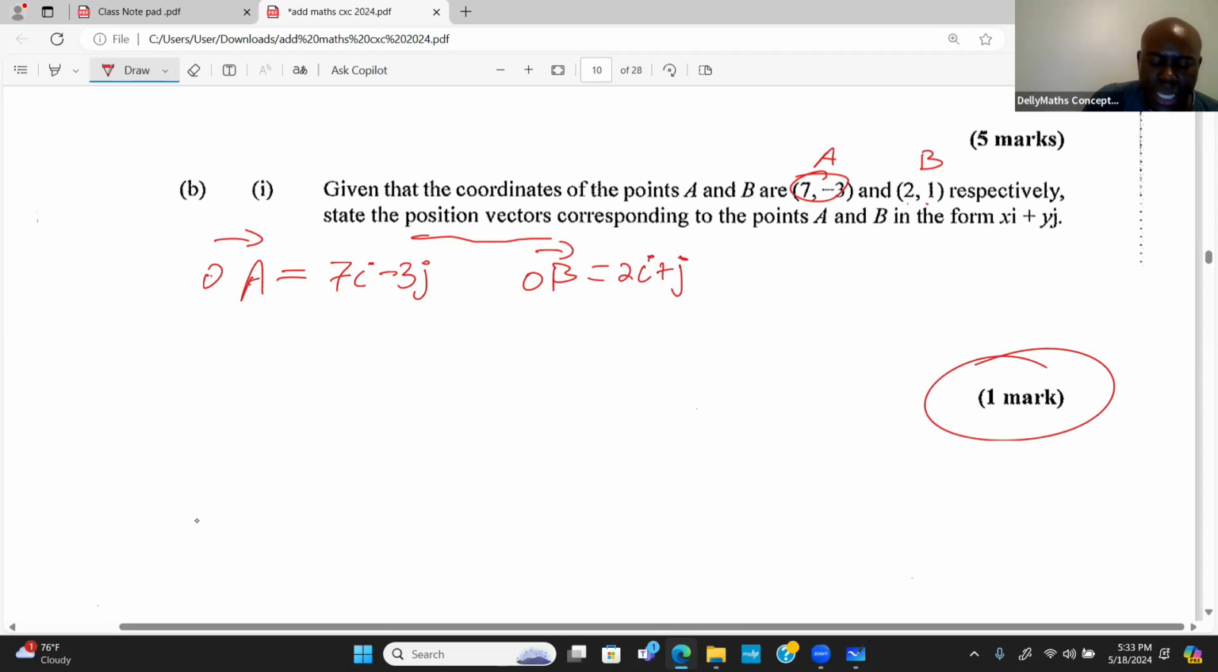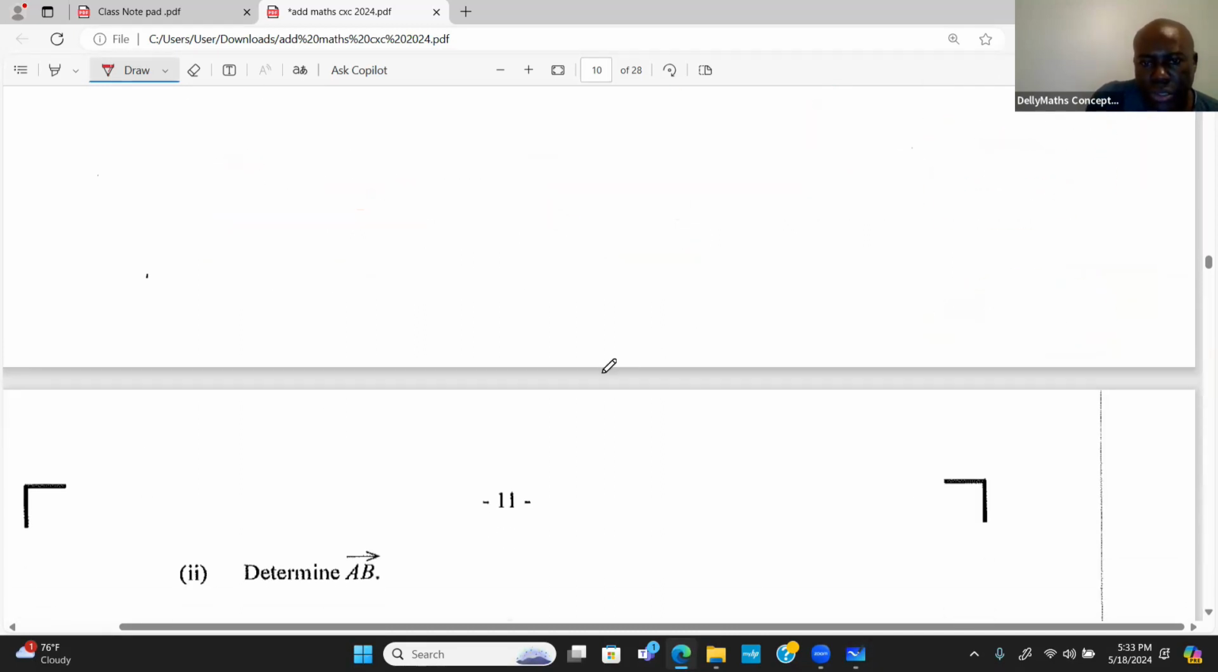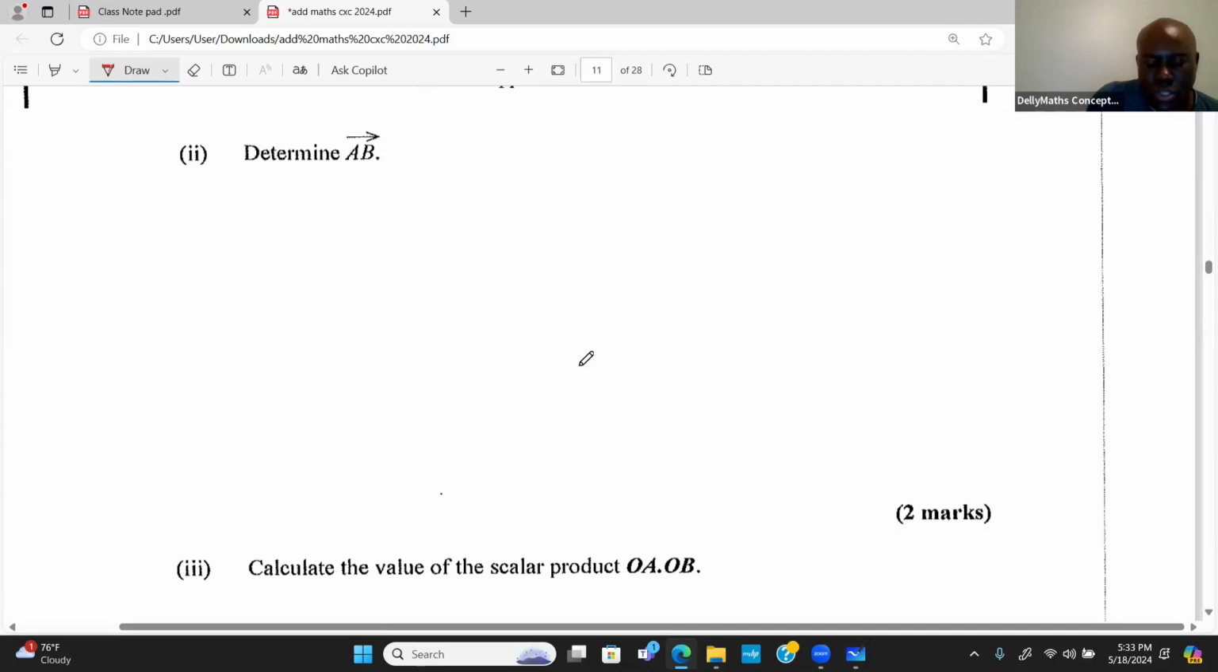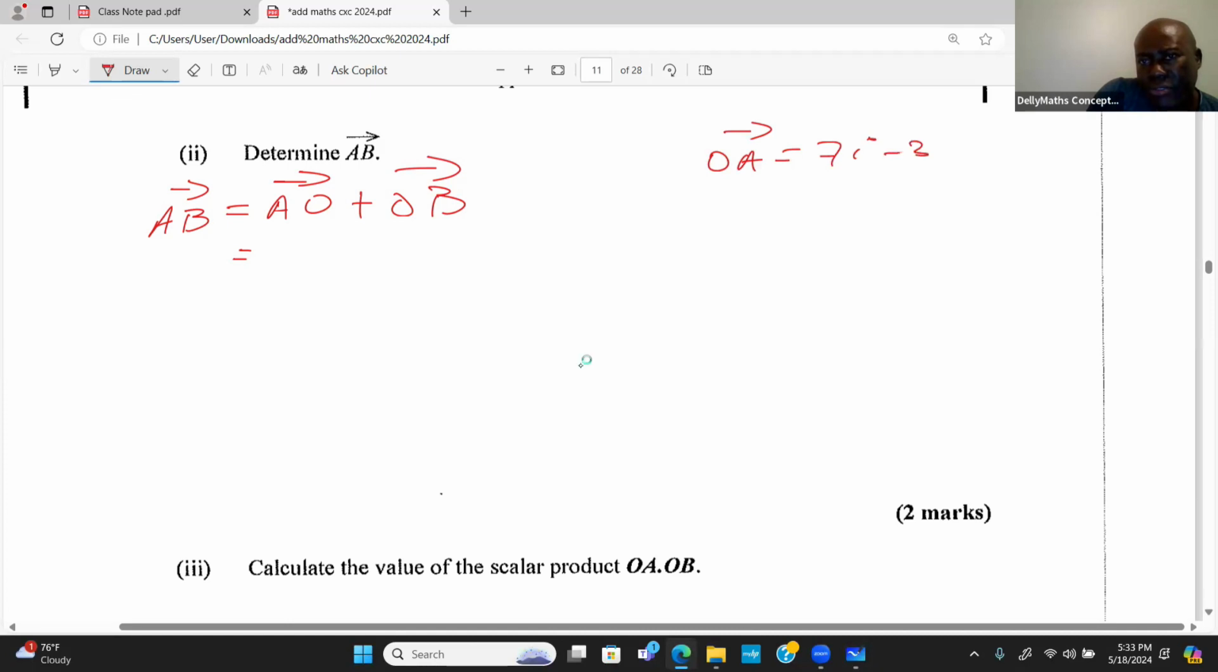Let us see what the next question wants. So let us scroll. All right, so the next question wants us to work with AB. Remember now, there are many ways you could do this. If you want AB, you want to displace these, you can set A to O, plus O to B if you want. That's fine, all right? So A to O. So you could see that we have to change the signs for OA. So let me write OA was, what was it again? 7i minus 3j.